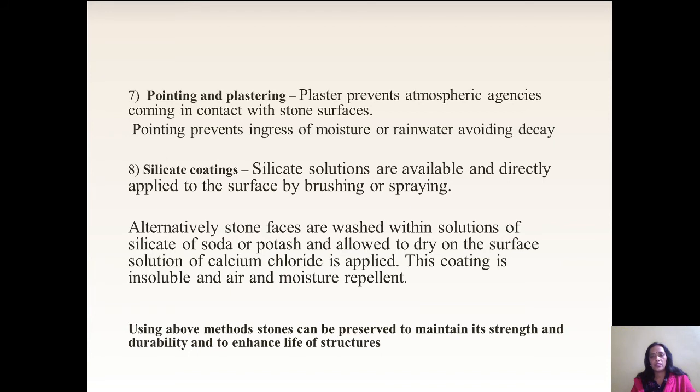It will not allow the air. So it opposes the air or the moisture to enter the stone surface, thereby avoiding the decay to a certain extent. So these are some of the methods of preserving the stones by using preservatives, and hence you can maintain the strength and durability of the structure and enhance the life of the structure. So this is about the preservatives. Thank you. It is followed by MCQs.